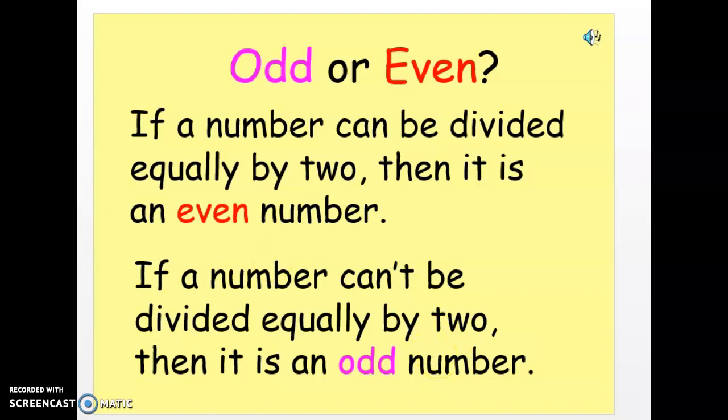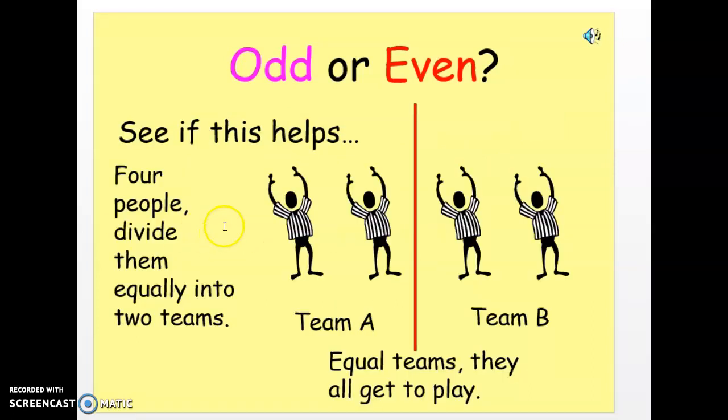Take for example, see if this helps you to understand. There are 4 people. Divide them equally into 2 teams. So it means team A will have 2 people, team B will have 2 people. Equal teams, they all get to play. So if 4 can be divided by 2 equally, it means this one is an even number.